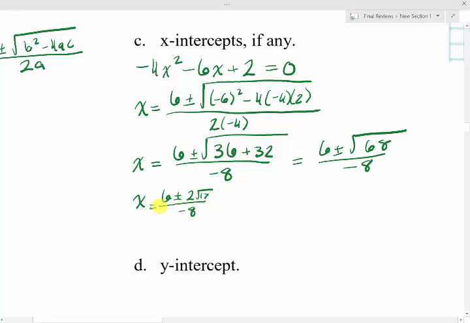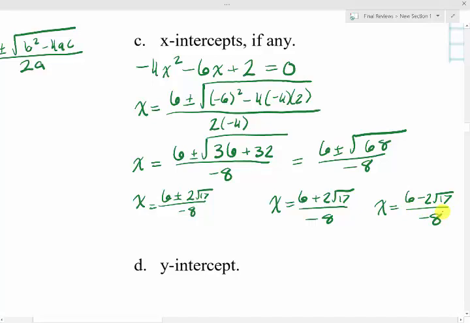And then I'm going to go ahead and split up that plus or minus to make it easier for us to find our answer. So x equals 6 plus 2 square roots of 17 over negative 8. And x equals 6 minus 2 square roots of 17 over negative 8.